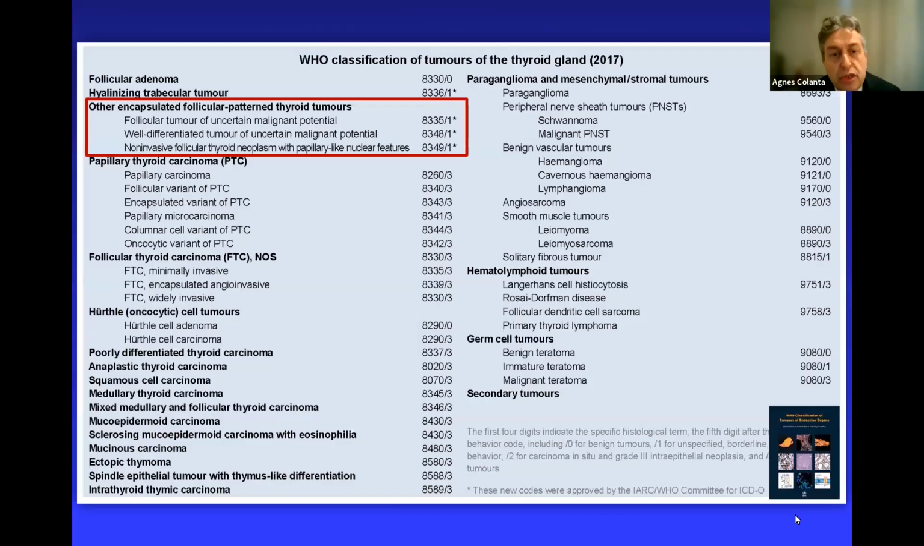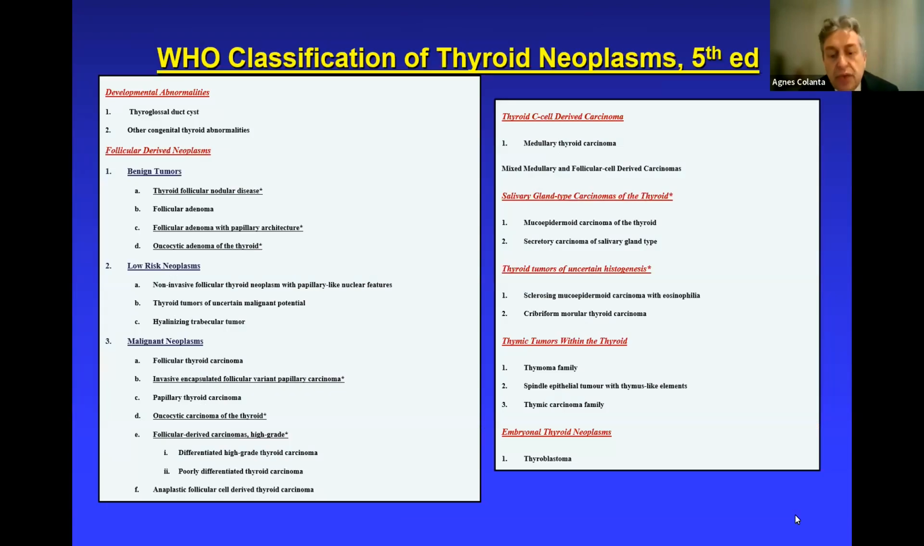So this is the old classification that I put here for your reference. And this is the new one. And you can see there are plenty of changes. You notice one interesting thing here. We brought the concept of low-risk neoplasm. So again, a behavioral concept.